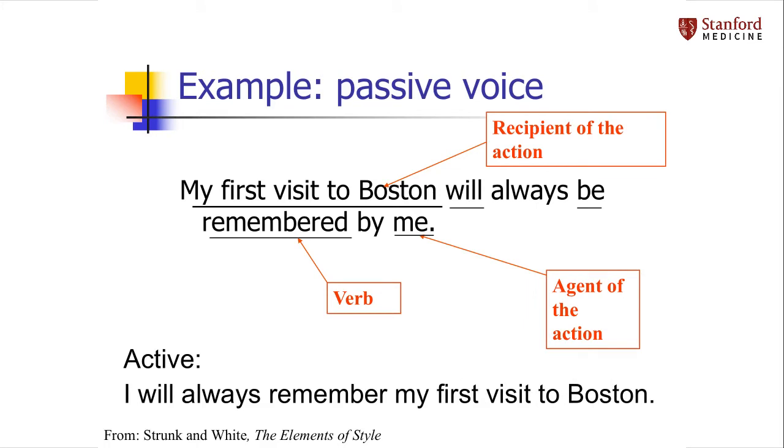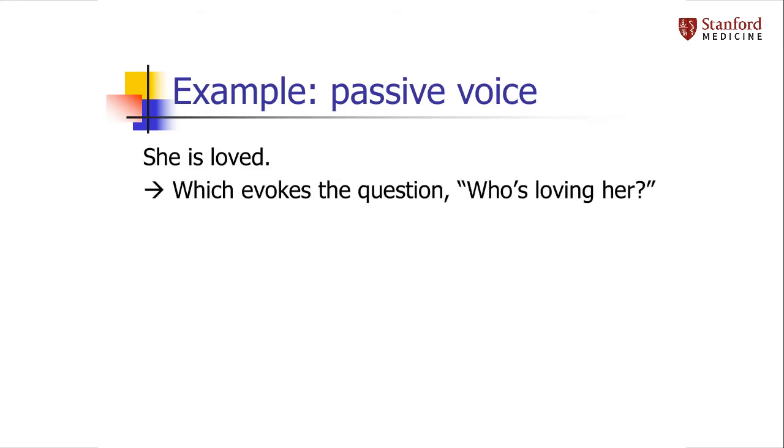You can see how funny this sentence is in the passive voice, how awkward it is. Yet, unfortunately, a lot of the scientific and academic literature reads this way. Here's another example. It says, she is loved, which of course brings up all sorts of interesting questions like, who is loving her? This is an example of a passive voice sentence in which there is no agent.